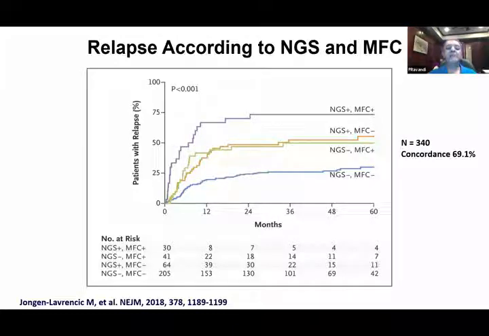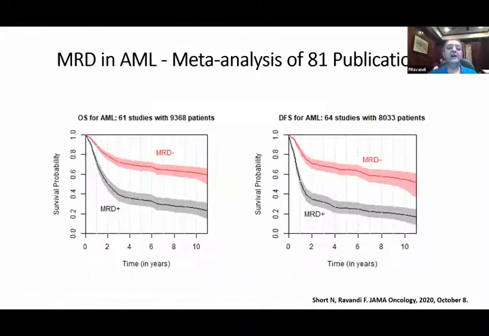Whereas the patients who were both positive by NGS and flow, the purple line at the top, were most likely to relapse. Now, if you were positive by either assay, you were in between. You can see that. So actually, we can start using these assays to become more confident about our MRD negativity.